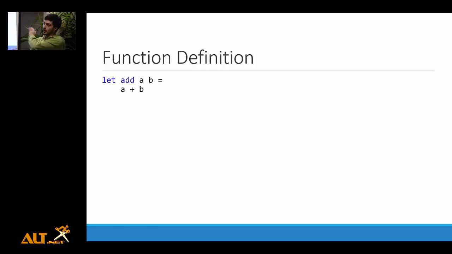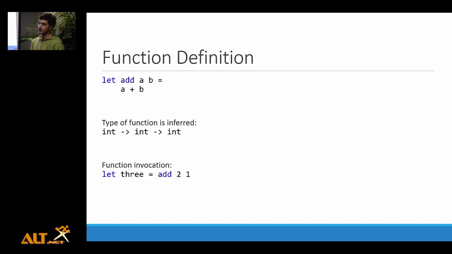So we haven't put any types there, so the compiler has inferred it for us. So the type of the function is something that takes an integer, takes another integer, and returns an integer. To invoke a function, all we have to do is use the name and then just list the parameters after it, right? So here we're taking add, invoking it with 2 and 1, and getting back the value of 3.